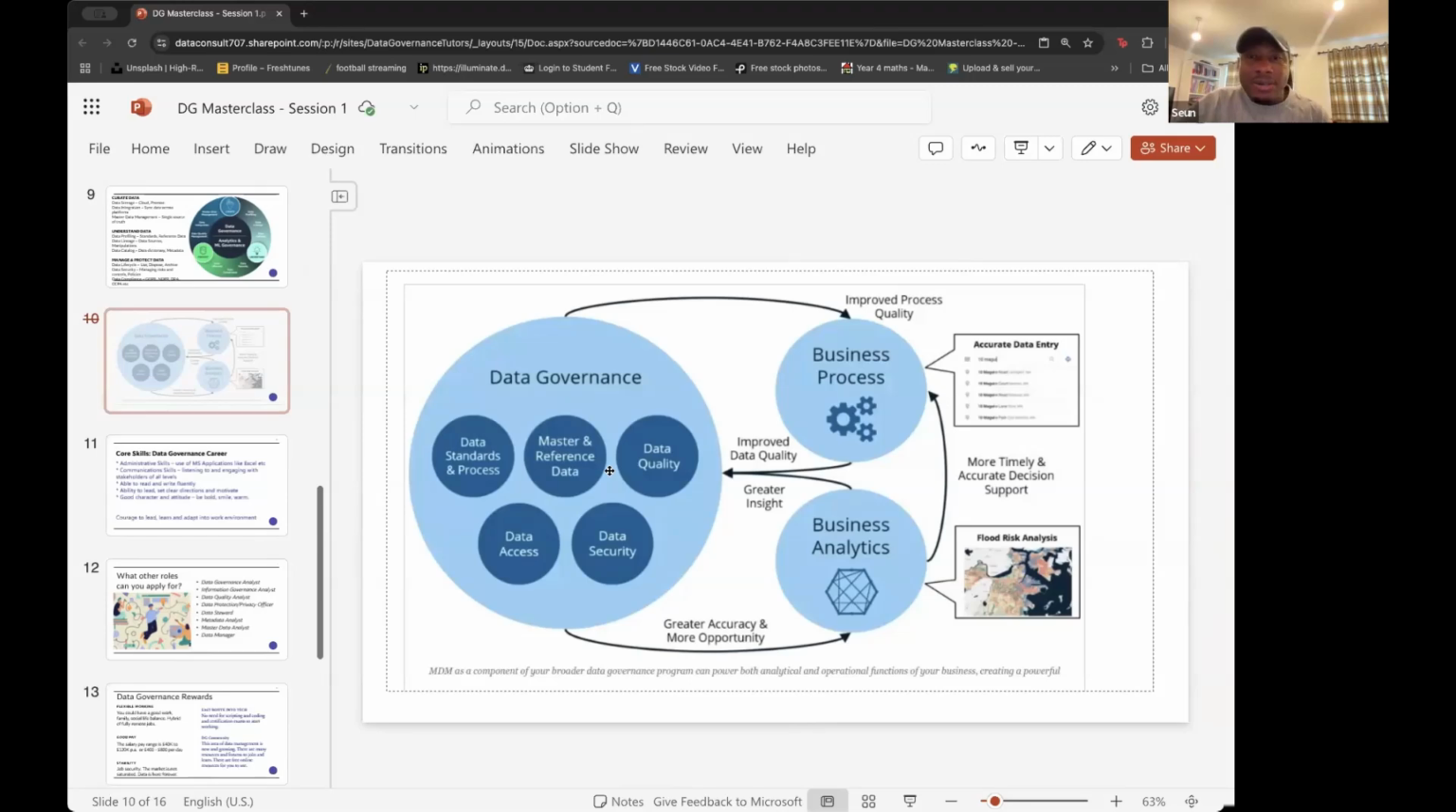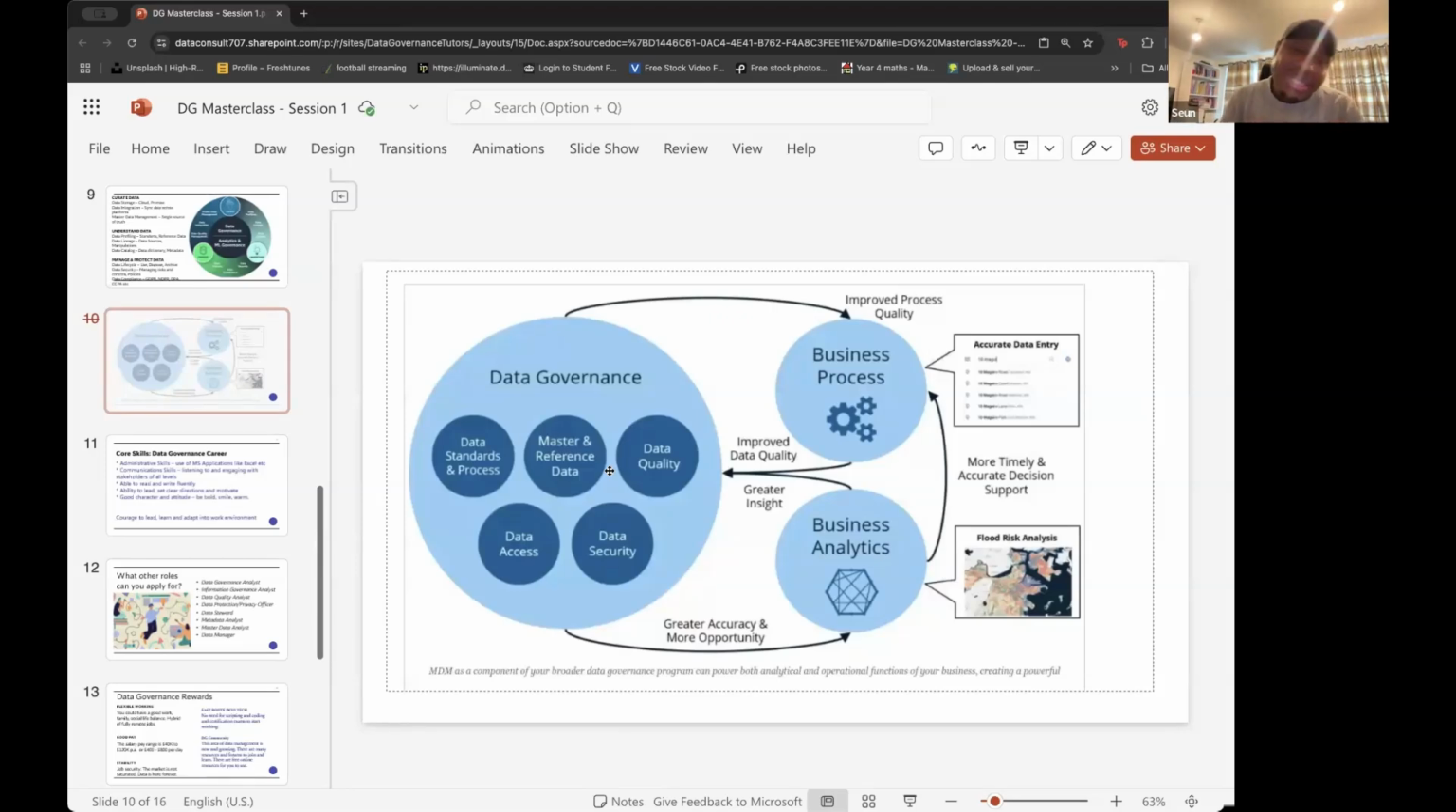So let's see data governance in practice. What does it look like? Data governance is core to many other areas of managing data. It's core to managing data standards and process, data quality, data security, data access, and master and reference data. With that knowledge and management, it passes that knowledge and those resources into the business process. So your process adjusts to match what data governance is requesting in those businesses.